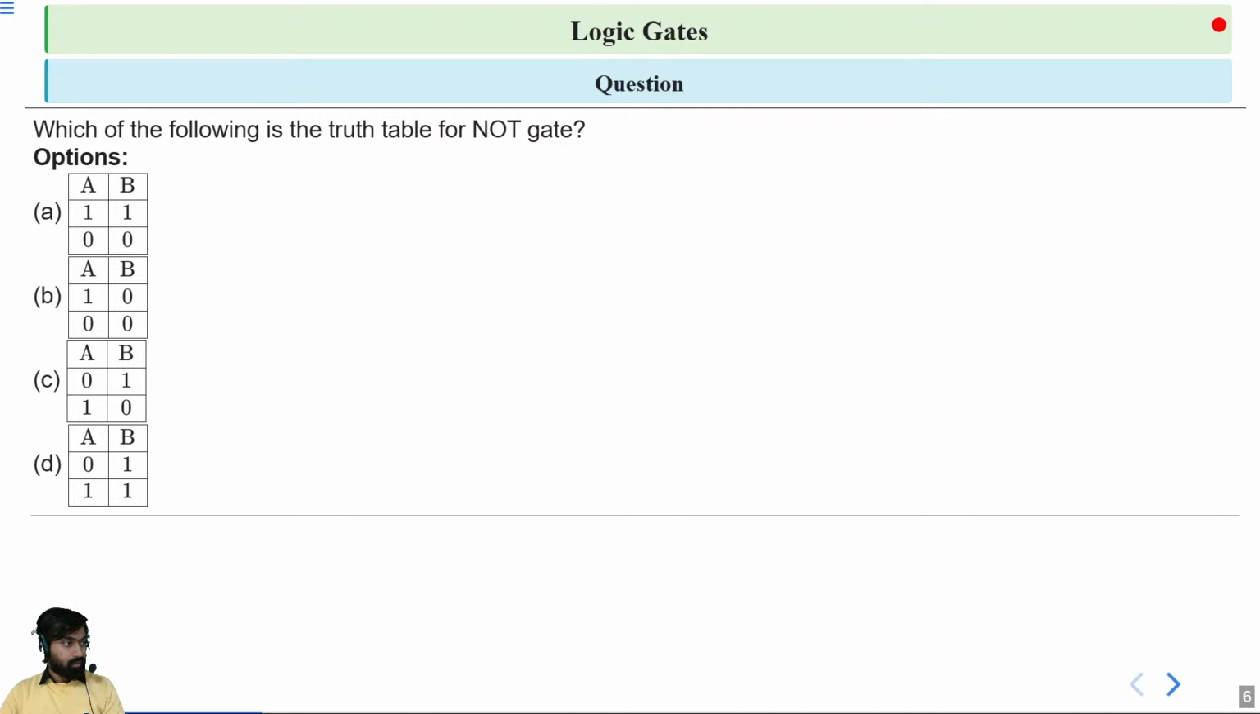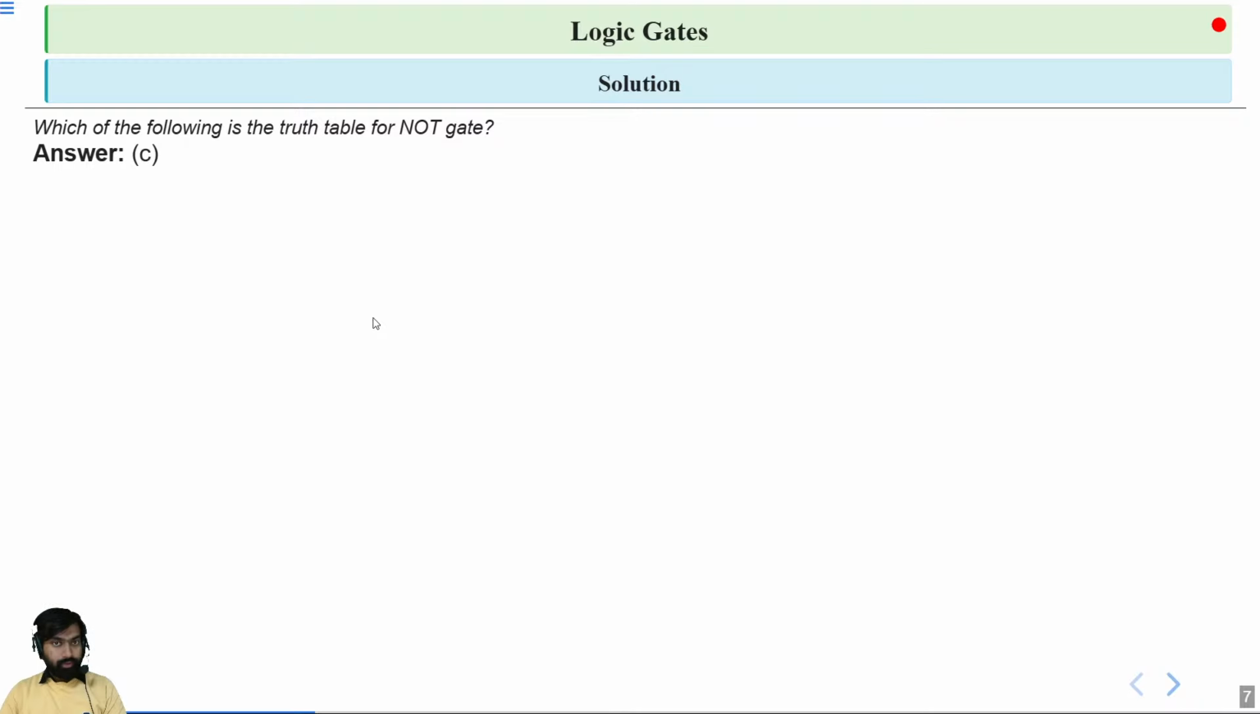Yes, Varsha, Karthik, which one is correct? So the correct option will be option C.